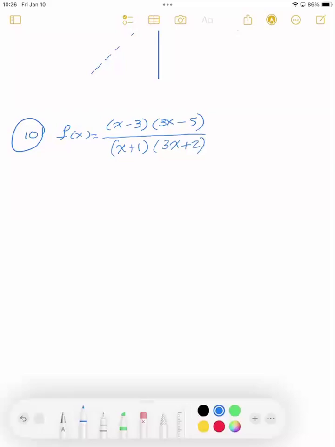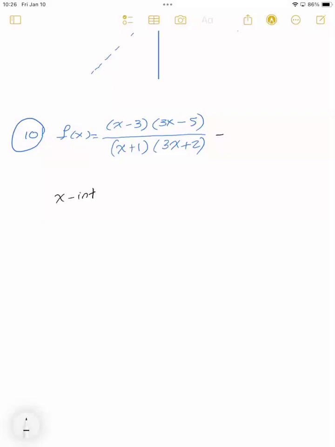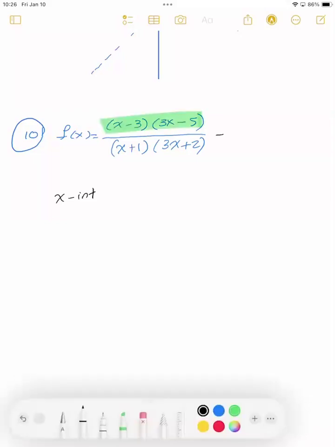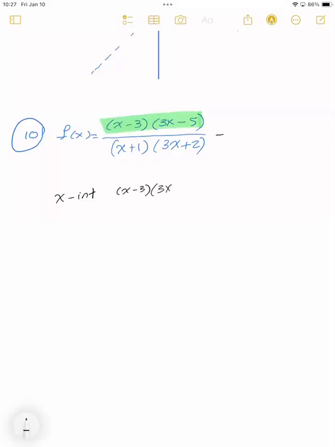So what do we want to do? We want to find x-intercept. To find the x-intercept, what you do is you set the numerator equal to 0. For this type of function, when you have one fraction, you set the numerator equal to 0, and for the vertical asymptote, the denominator. Okay, so that's how you find your x-intercept, by setting this equal to 0.